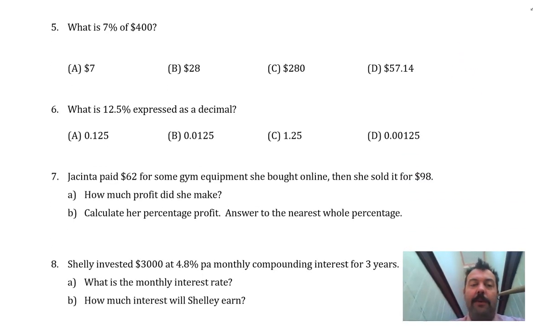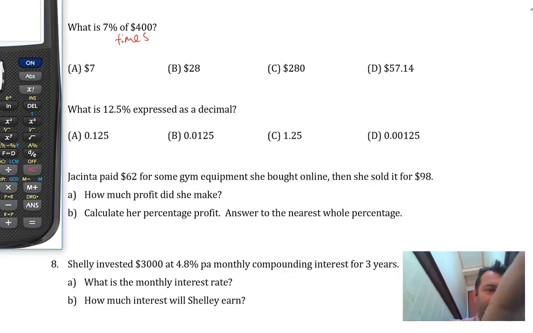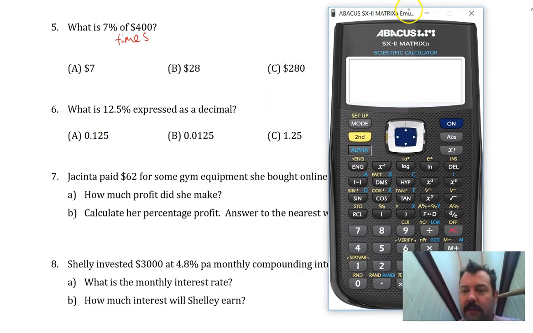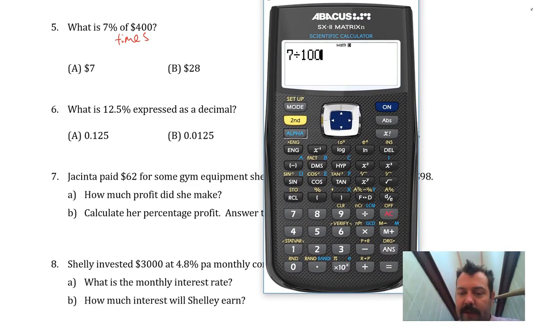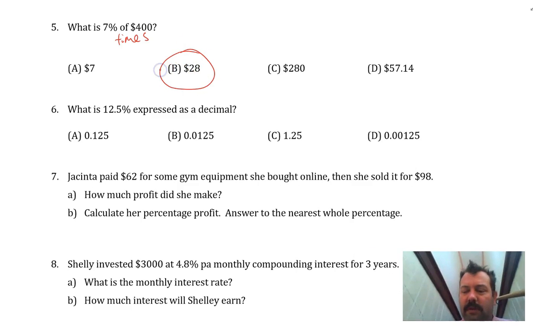Rightio. How do we find 7% of an amount? Of usually means times. Right, 7% is 7 over 100. So let's have a look and see how this goes on our calculator. Right, so if we turn our calculator on, if I do 7 divided by 100, okay, that's 7%, right, 0.07, and I do times 400 equals this, $28. Okay, I wouldn't suggest that you use the percentage button. Just convert your percentage to a decimal by dividing by 100.